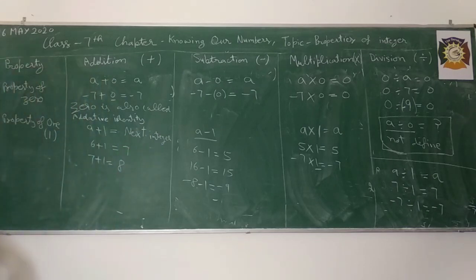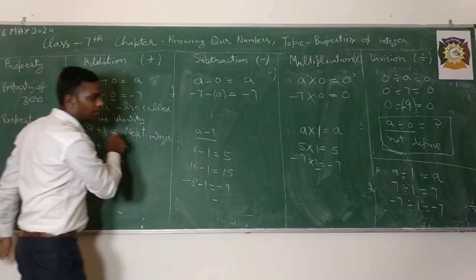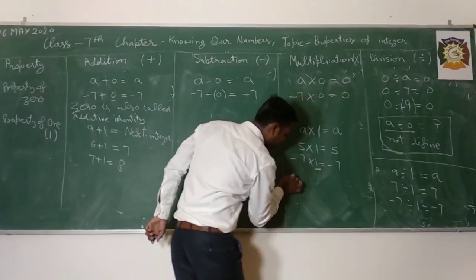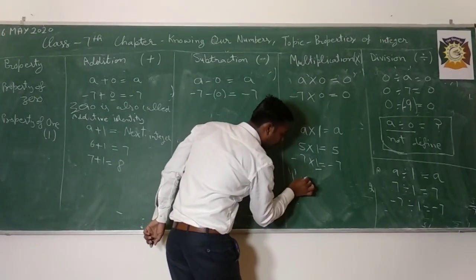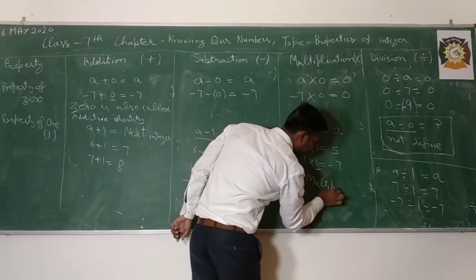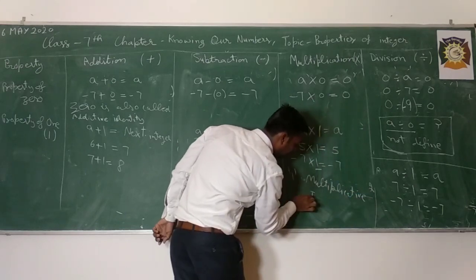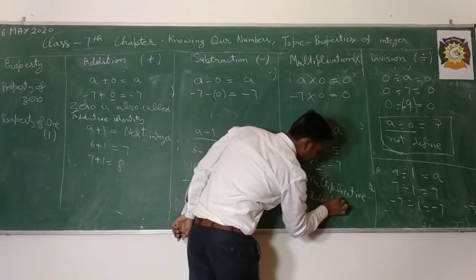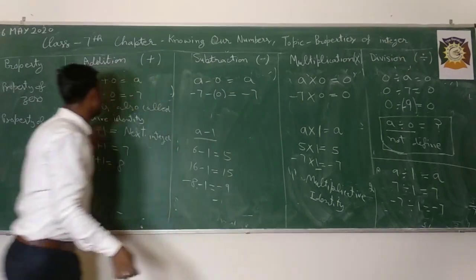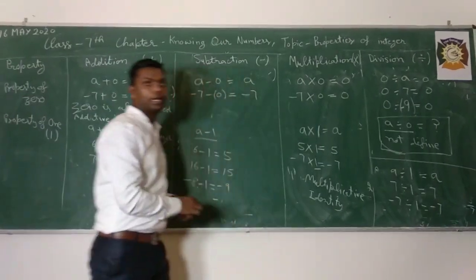0 is also called additive identity. And 1 is also known as multiplicative identity. 0 is known as additive identity and 1 is called multiplicative identity.